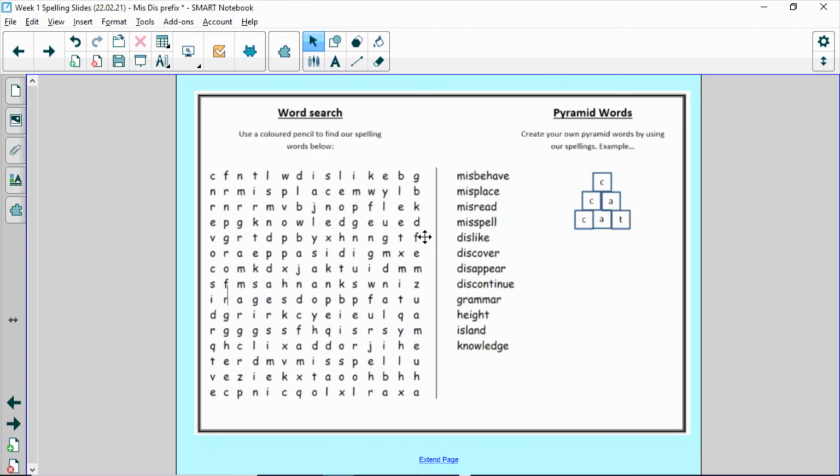And then on the back of the sheet, you've got a couple of activities here. You've got all of our spelling words hidden within a word search. You can practice finding those. And you've got another activity called pyramid words. This is when you take one of our spelling words and write the first letter at the top. On the line below, you write the first 2 letters. Then the line below, you write the first 3 letters. And you keep going like that to form a pyramid shape.